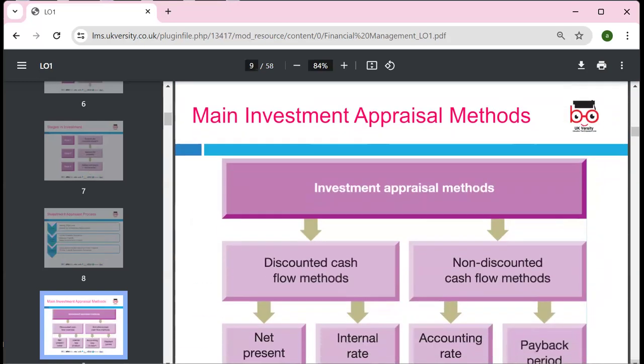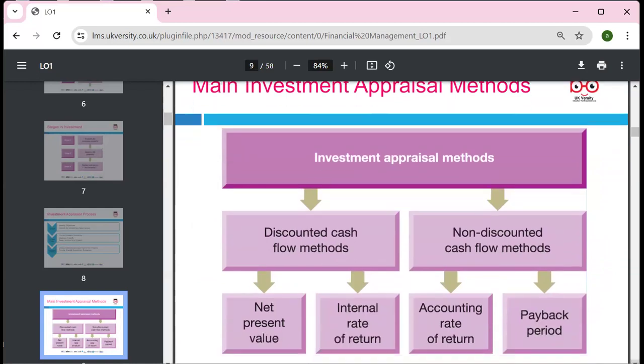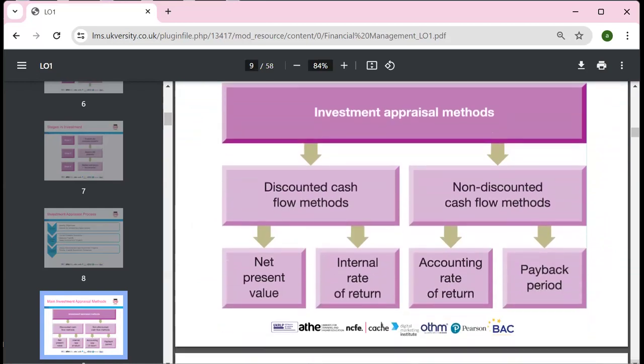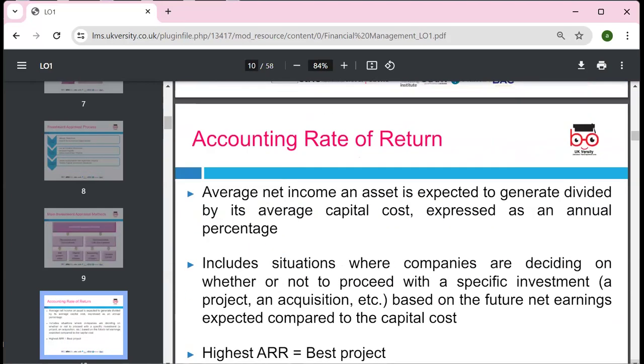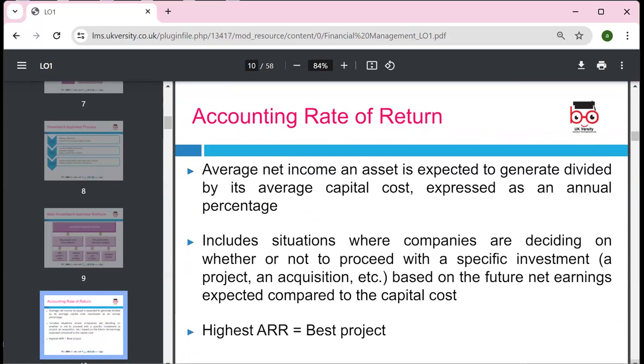The main investment appraisal methods can be discounted cash flow, which is NPV and internal rate of return, and non-discounting methods, ARR and payback period. Accounting rate of return is the net income an asset is expected to generate divided by the average capital cost, expressed as an annual percentage. So we can look at project A and project B, how much the return of each is. The higher one we accept and the lower one we reject.